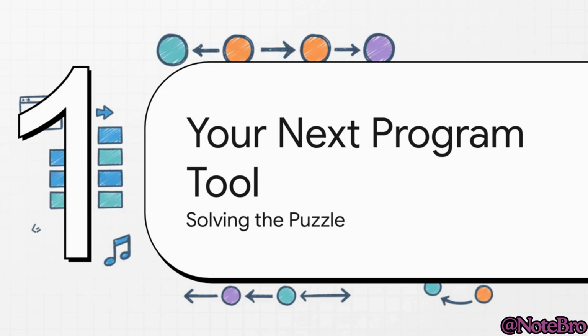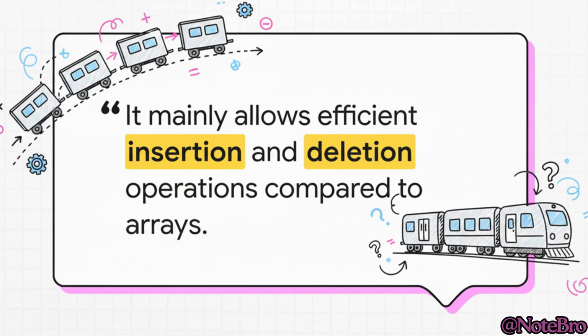So, how does this translate into your own code? Well, getting your head around this one structure unlocks the ability to solve this massive range of programming problems, from the really straightforward to the incredibly complex. This quote from our source, Geeks for Geeks, just nails it. It perfectly summarizes the core value here. When your main concern is adding and removing things on the fly, the linked list is often your best friend.